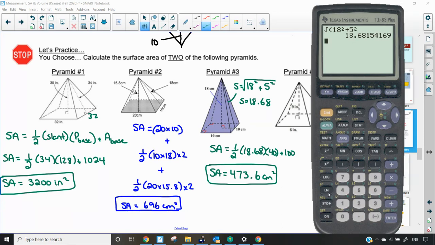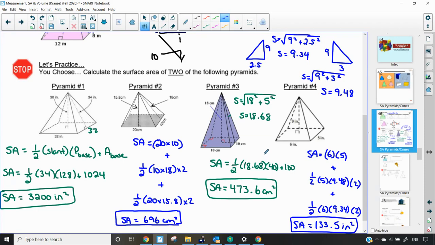Now, because this is a square-based pyramid, we can use that formula: 1/2 times slant times the perimeter of the base, plus the area of the base. You could draw a net. You could set it up the same as pyramid number 2. But the first important piece is that we start off by finding that slant height. And so I've got 18.68 and so on. I'm going to keep that number exact. So I'm going to go 0.5 times second answer. I'm going to bring that answer forward, times 40 plus 100. And that'll give me a surface area of 473.6 centimeters squared.